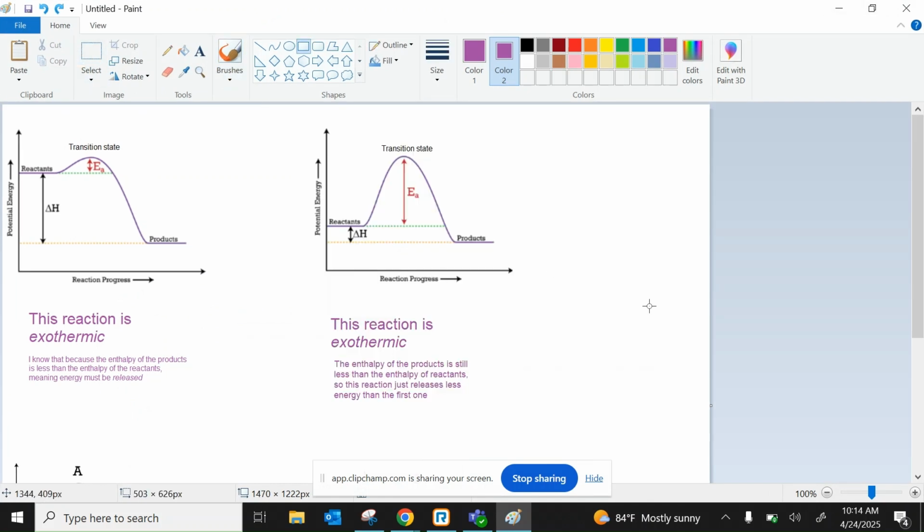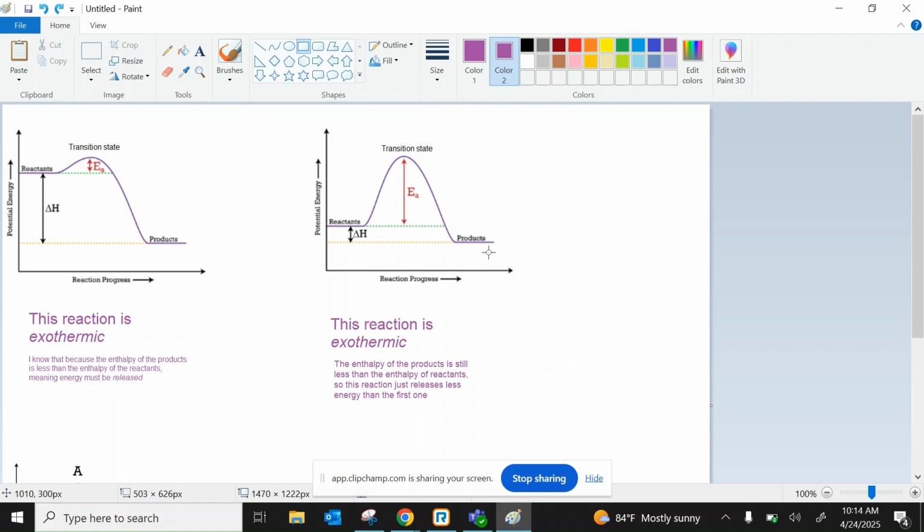All right, I'm going to show a couple more examples here. So looking at this potential energy diagram, this is very similar. The only difference here is that the difference between the products and the reactants is much smaller. So this is still an exothermic reaction. It's just going to be an exothermic reaction that releases less heat than the first one.